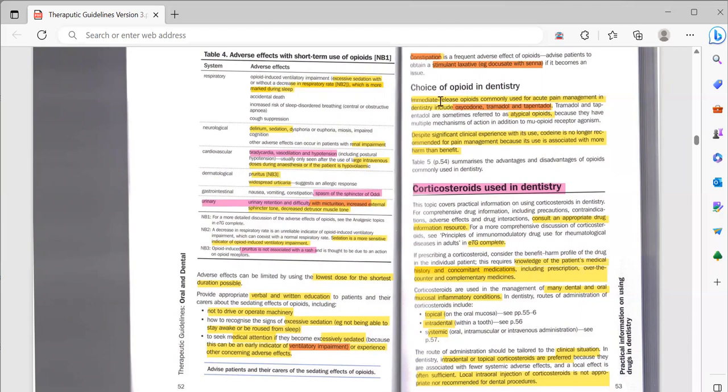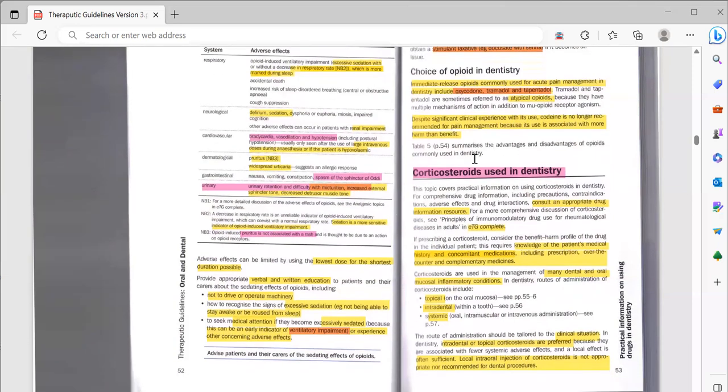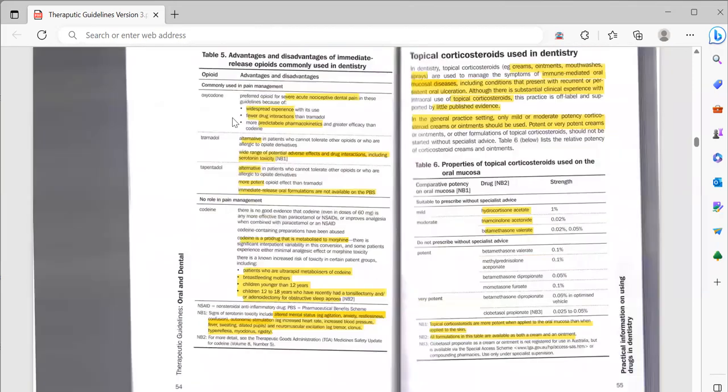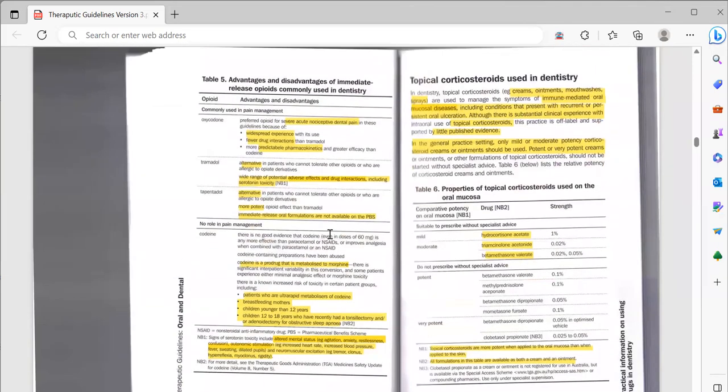So now we are only prescribing the immediate release opiates. Those are oxycodone, tramadol, and tapentadol. Out of these three, tramadol and tapentadol are atypical because they work through a different mechanism, and the preferred opiate is only oxycodone. So here they have given the summary of all these drugs.